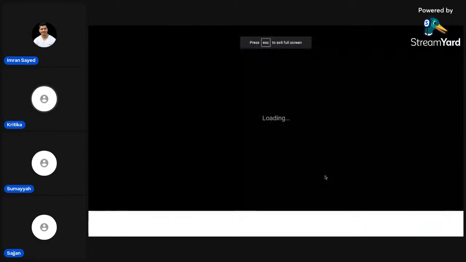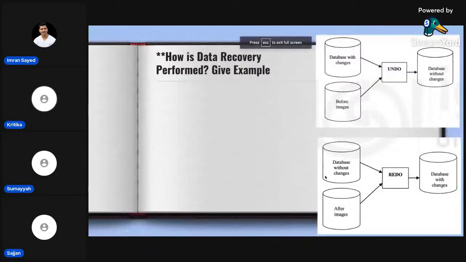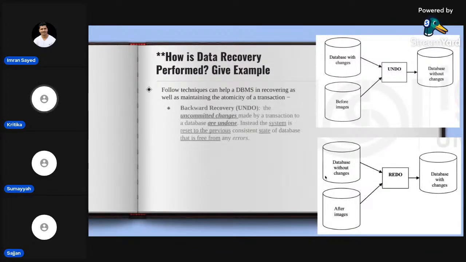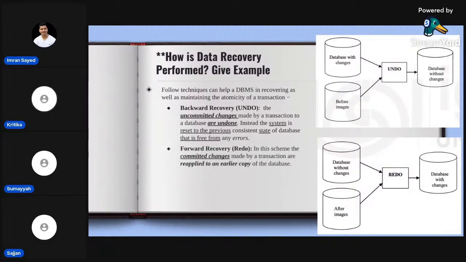Very simply, from what I gather, backward recovery is what we do with Command Z, Control Z. Forward recovery is Control Y, and log-based recovery is basically making a copy of it, modifying it in the copy, and storing the previous one in a stable storage. Correct. So you made a story of it. Now you'll do command X, then command Y, and you'll maintain a log of that, right? You summarized it in three statements.